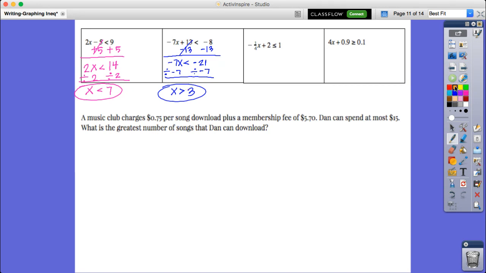All right. Now, we're going to subtract 2 from both sides. And we get negative 1/4 x is less than or equal to negative 1. Because 1 minus 2 is negative 1. Now, that negative 1/4 is being multiplied to that x, so the inverse is to divide both sides by negative 1/4.